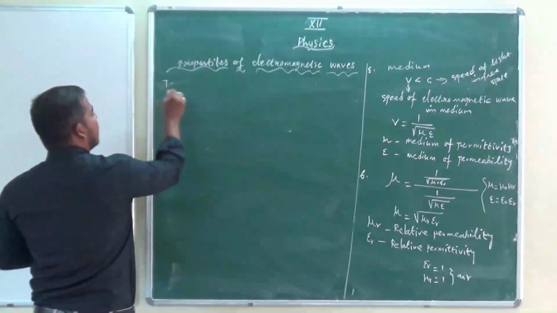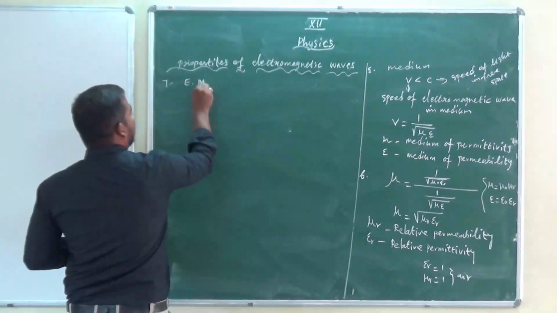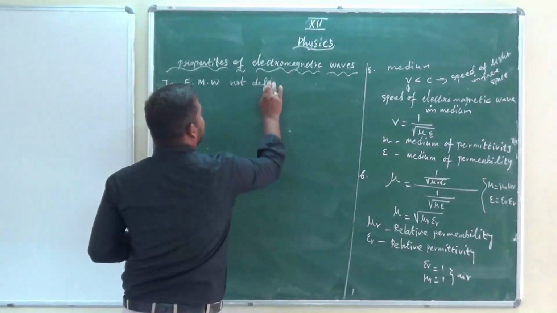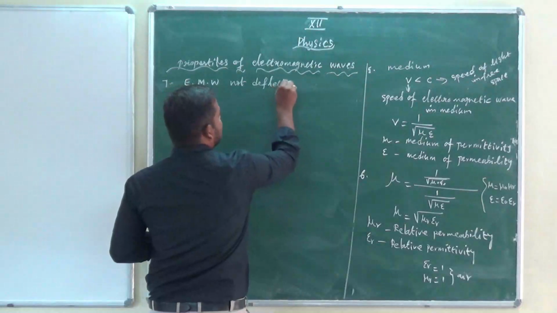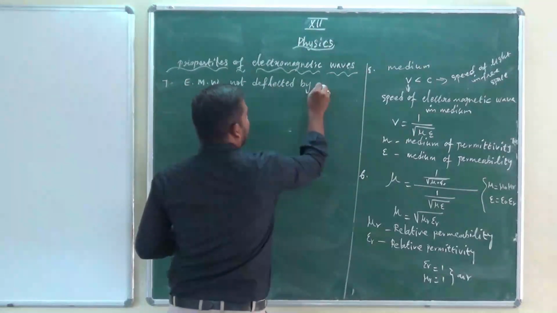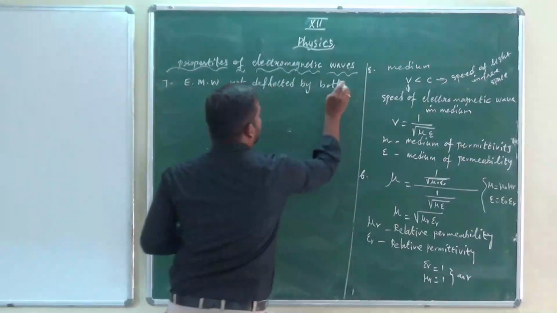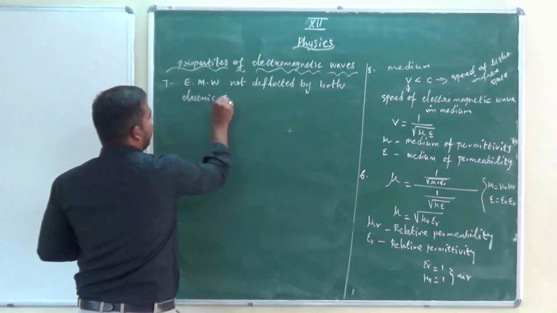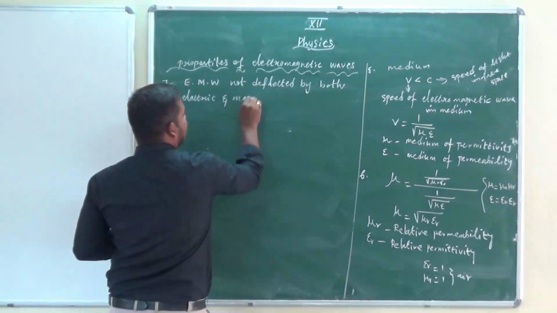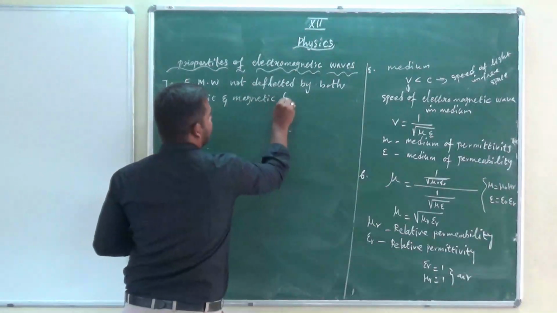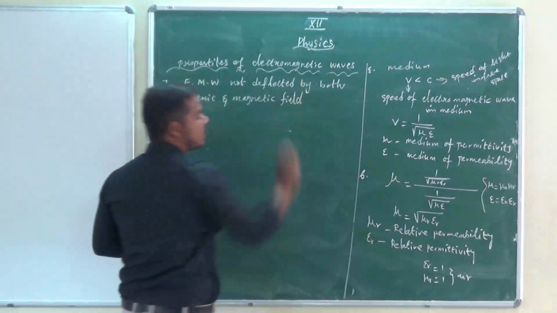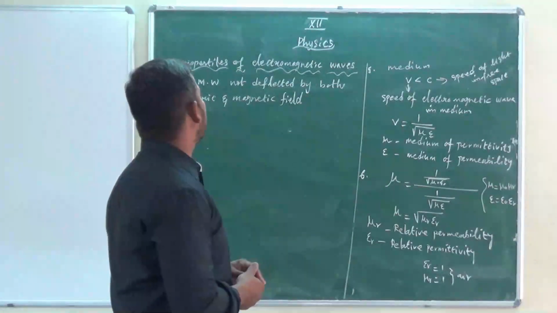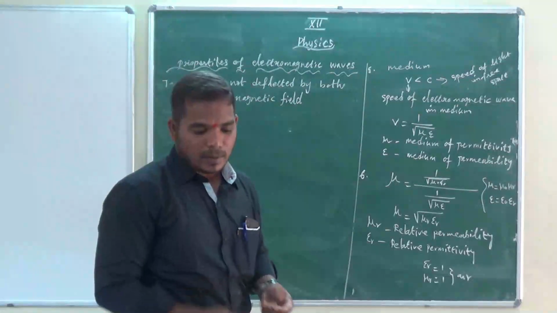Electromagnetic waves are not deflected by both electric and magnetic fields. Because electromagnetic waves are chargeless. That's why electromagnetic waves are not deflected by both electric and magnetic fields.